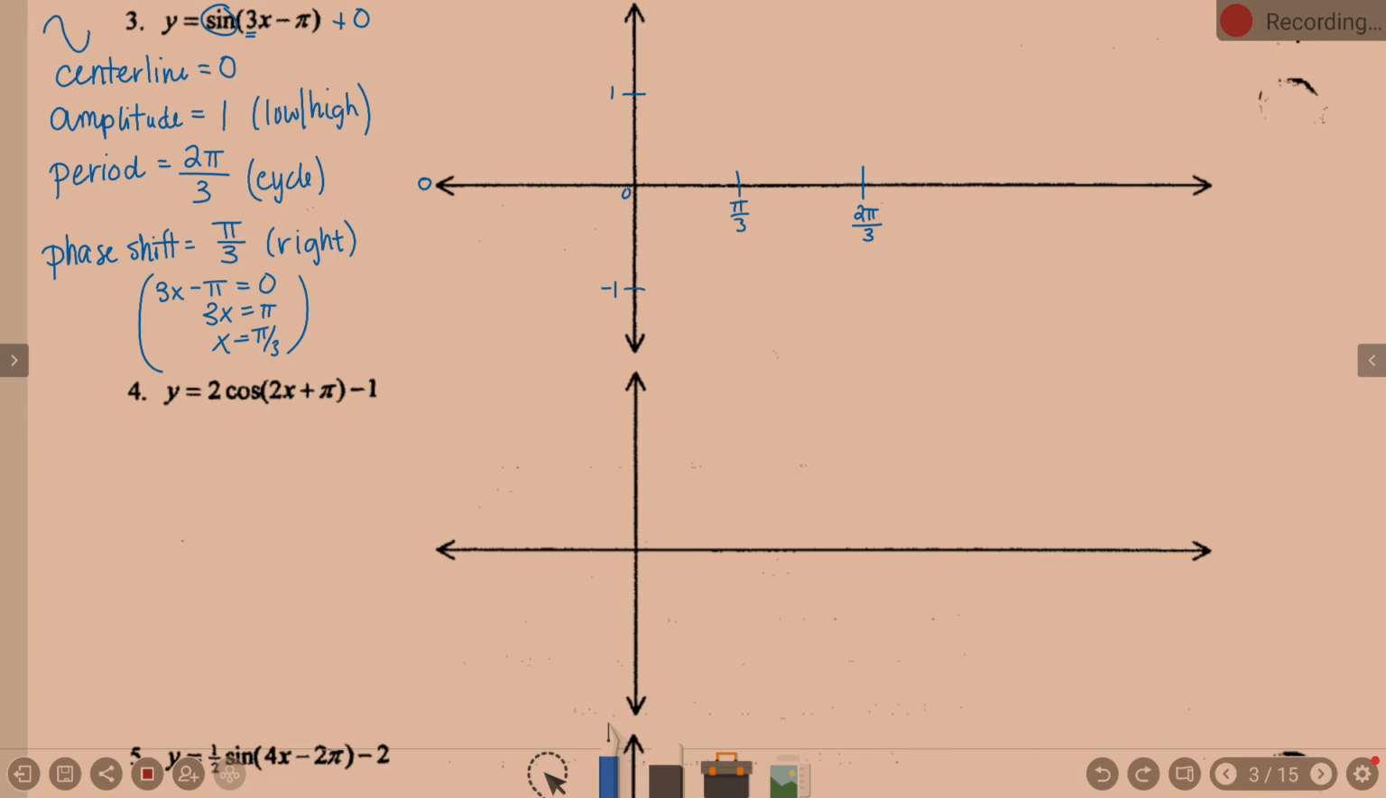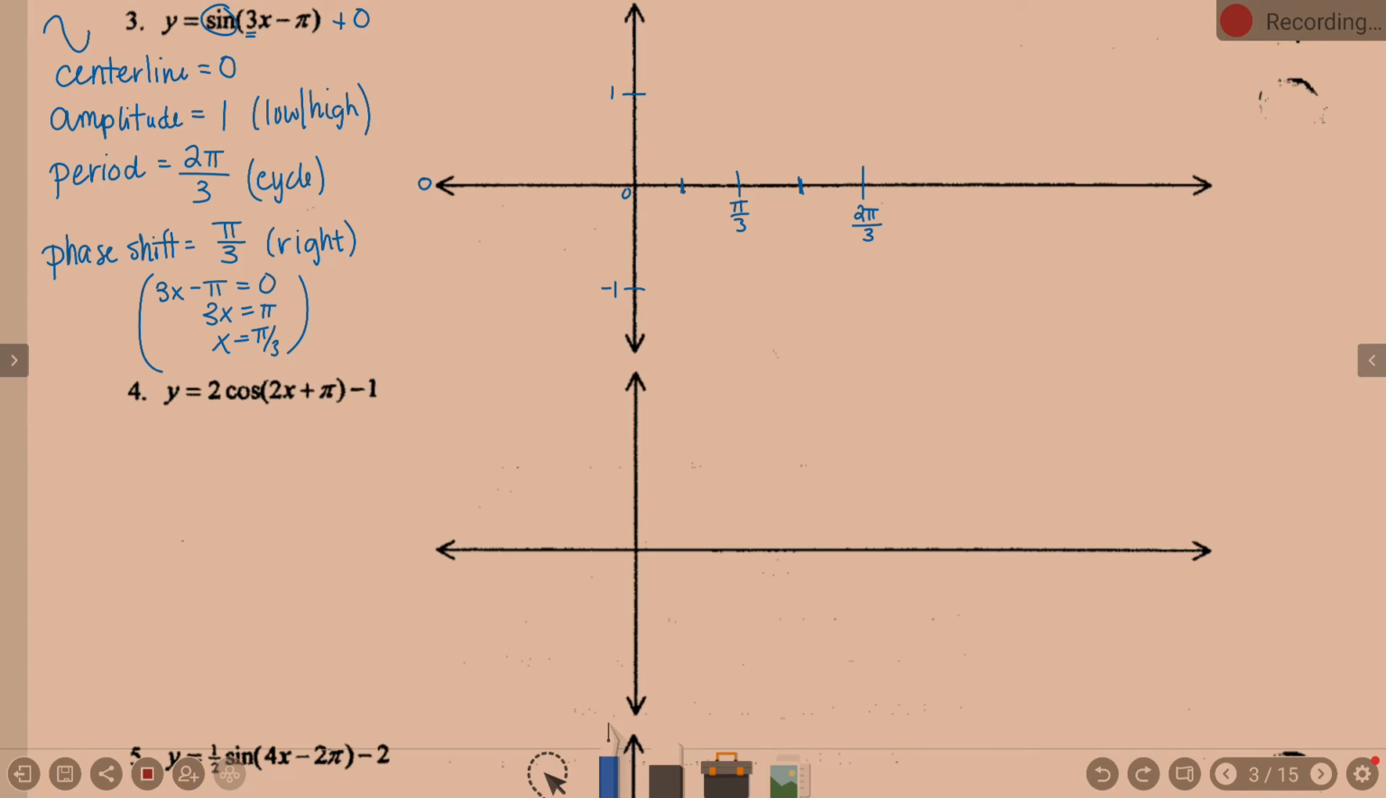1 pi over 3, yes? And I always say I want these graphs broken up into how many pieces? 4. Because they kind of lend themselves to fourths, don't they? So minimum requirement, put the tick marks there. Now, I'm curious though. What is in between 0 and pi over 3? What is half of a third? Pi over 6.